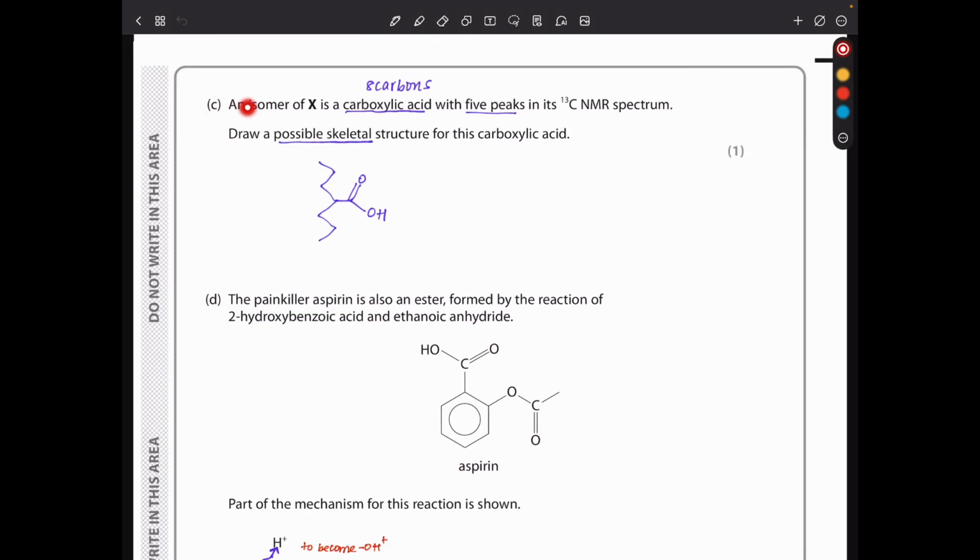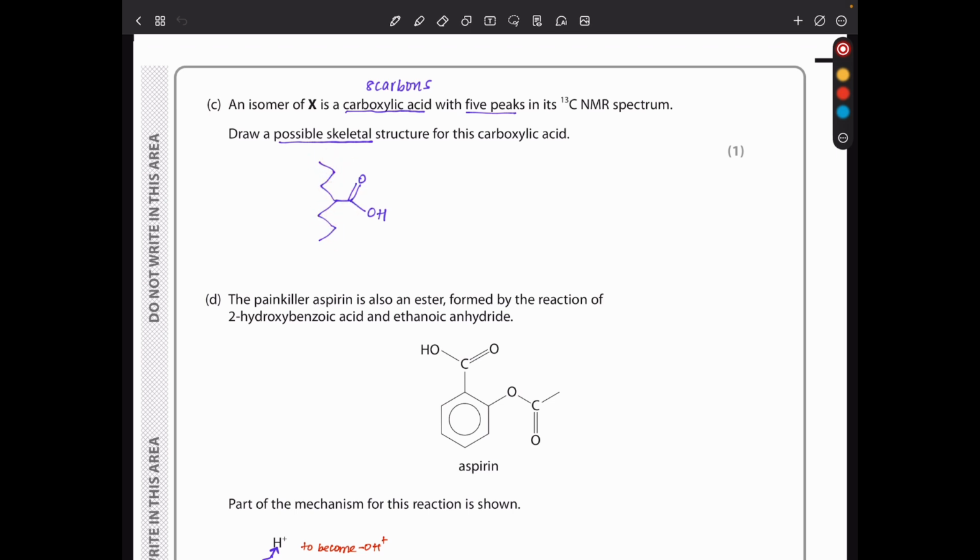In part C, they say an isomer of X is a carboxylic acid with 5 peaks in the carbon-13 NMR spectrum. Draw a possible skeletal structure for this carboxylic acid. Since it has 8 carbons, like we saw previously, and 5 peaks, the possible structure is this with 1, 2, 3, 4, 5, 6, 7, 8 carbons. And the environments are this, which is 1, that is the same as that, 2, then we go to 3, 4, and 5.